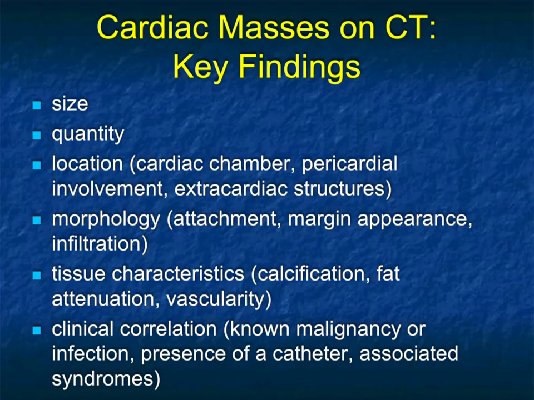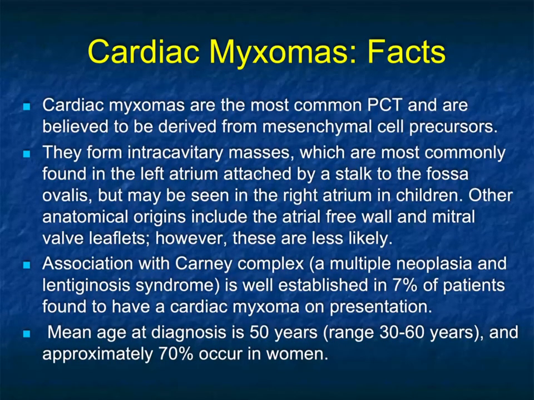And again, if the patient does have a history of malignancy, you really have to be thinking that the process is going to be metastatic disease. So let's start with cardiac myxomas. They're the most common primary cardiac tumors and are believed to be derived from mesenchymal cell precursors.